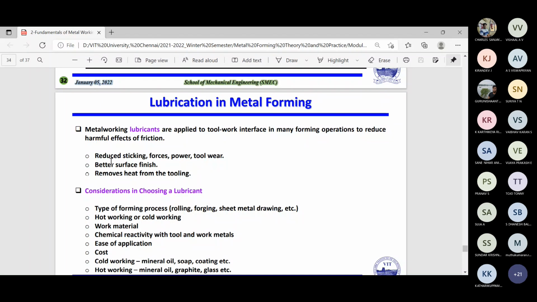So first is reduced sticking forces and power and tool wear. Okay, so while you are using lubricant, this is almost known, because in machining we have covered the basic meaning or use of the lubricant. Then you will get a better surface finish, and it also removes heat from the tooling.